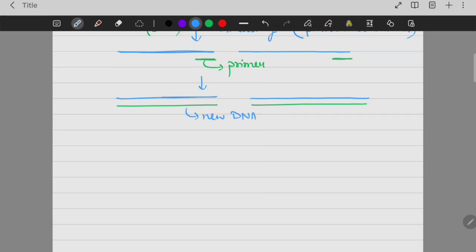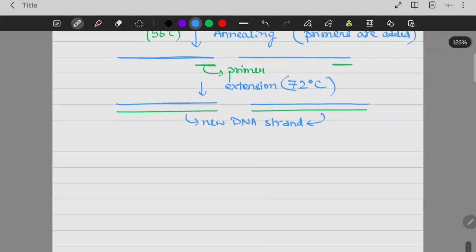New DNA strand. This extension takes place at 72 degrees Celsius. Remember these temperatures. These temperatures are asked in Viva or in MCQs.